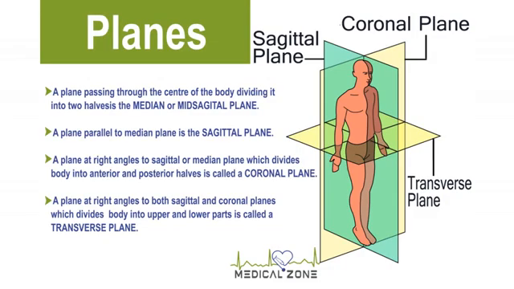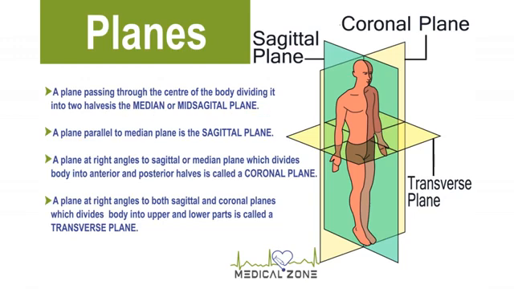Next topic is planes. Our body is divided into different planes. First plane is median plane or mid-sagittal plane. What is median plane? A plane passing through center of body, dividing the body into two equal halves, that is right half and left half. It is called as median plane or also called as mid-sagittal plane.